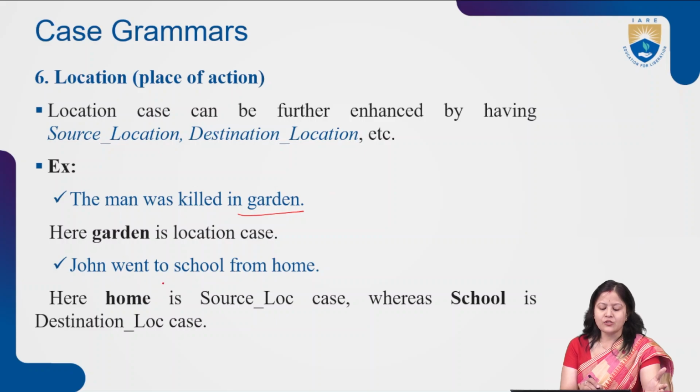Second example, John went to school from home. So school is the destination and home is the source. So we can represent school as the destination location and home as the source location. And who is the agent here? John, right? Went to school from home.